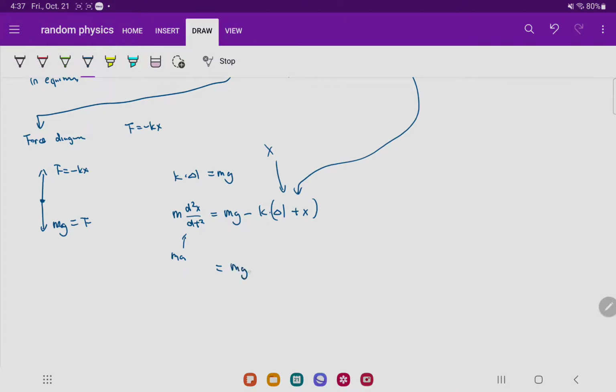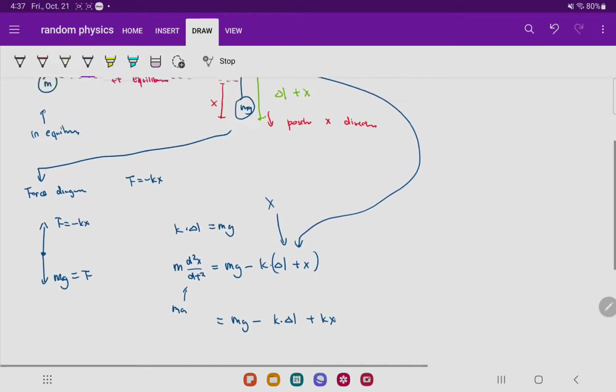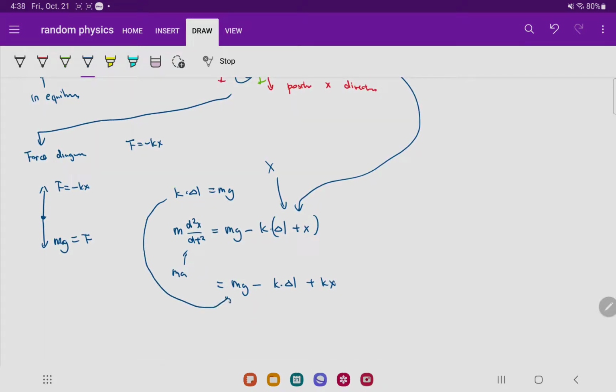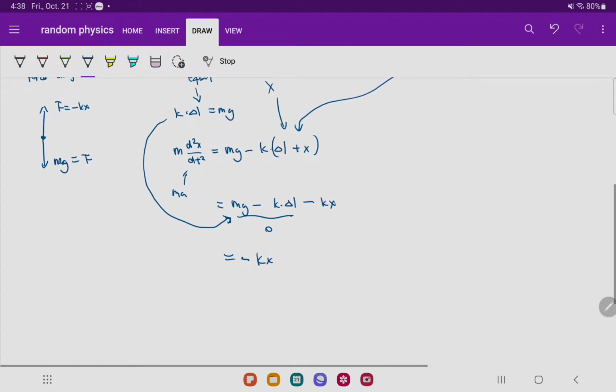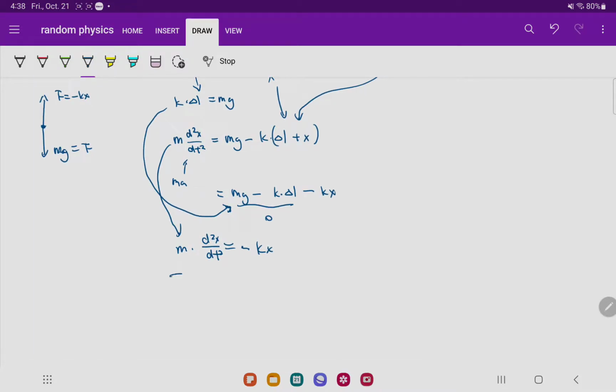Let's just expand this. Well, k times the equilibrium extension plus kx, and as you can see here, we define these two to be equal, so therefore this gives us 0. Actually, no, my bad. Here it should have been a negative kx. So this is going to produce negative kx, and then we move this down here, which gives m times the second derivative of x. Then this is going to be our differential equation for a vertical spring.